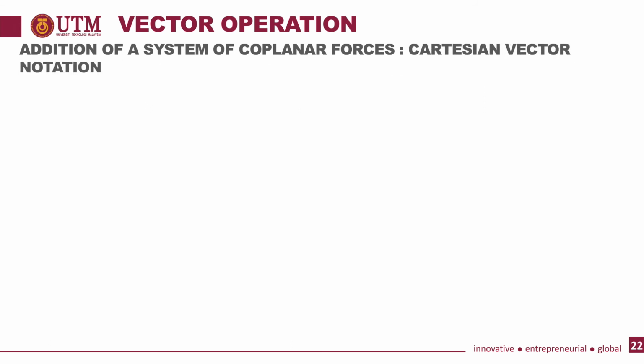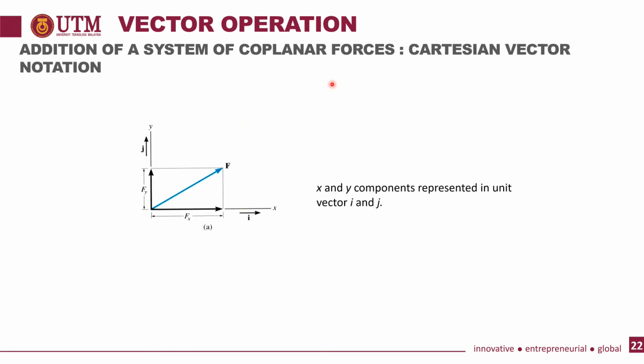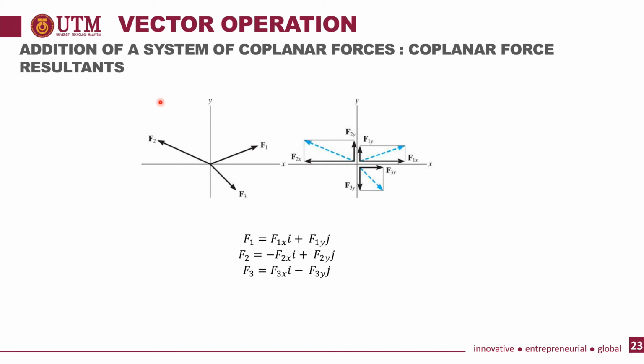But what about Cartesian vectors? If you want to represent the addition of a system of coplanar forces using Cartesian form, the x and y components are represented by unit vectors i and j. In Cartesian vector form, you have a component of i, representing the x-axis, and j, representing the y-axis. In this example, you can see F1y and F1x, and this is the resultant force F1. So F1 equals F1x i plus F1y j. Each component of x must have the letter i, and each component of the force with respect to the y-axis must have the component j.